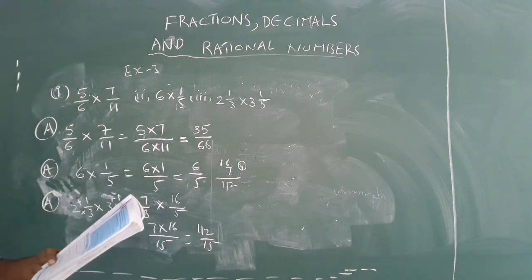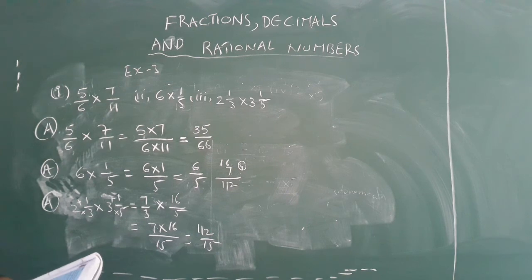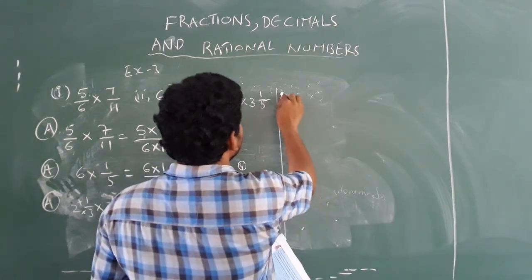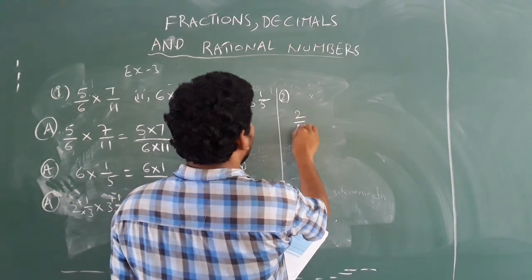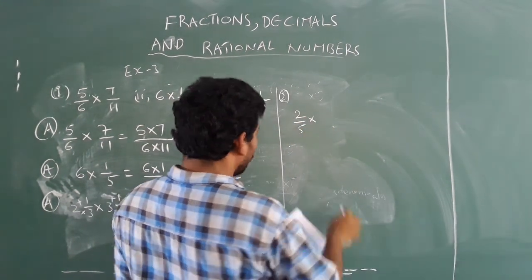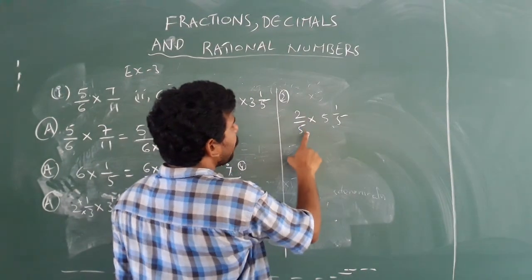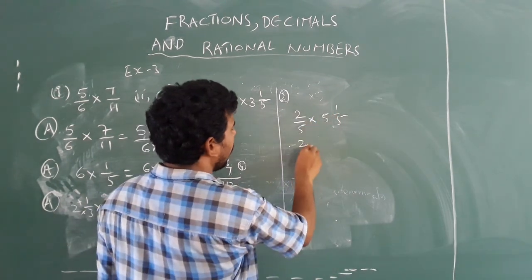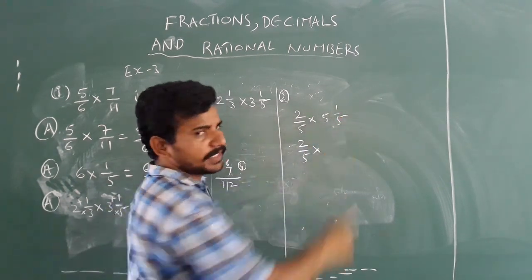Next, second bit, children. Next, second one: multiply and reduce to lowest form. This is the second bit, first problem: 2 by 5 into 5 1 by 5. See children, 2 by 5 into 5 1 by 5. Take 5 1 by 5. Oh, this is a mixed fraction.